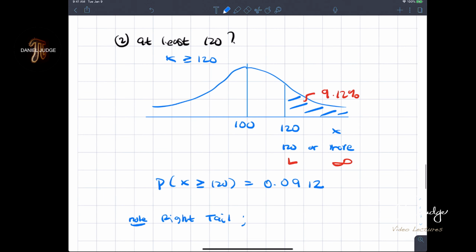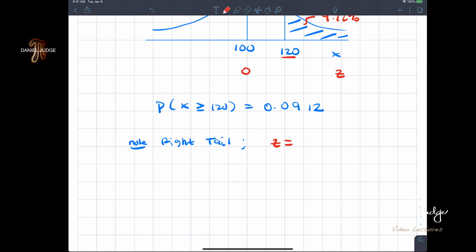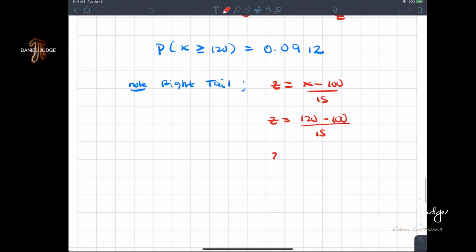So if you say I want to convert every X value now to a Z value, let me erase this portion. Here's a Z value. I know my mean will be 0. We did that already. I just don't know what 120 is when you convert. So I say z is x minus 100 over 15. Z will be 120 minus 100 over 15. So z is going to be 20 over 15. And in case you guys didn't know, z is going to be 1.33.